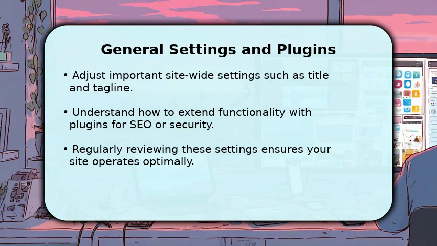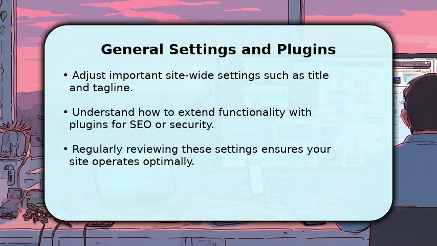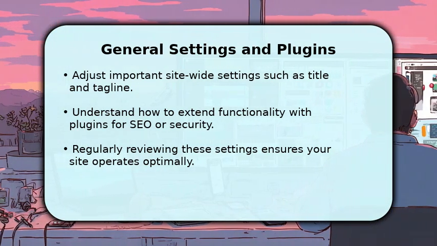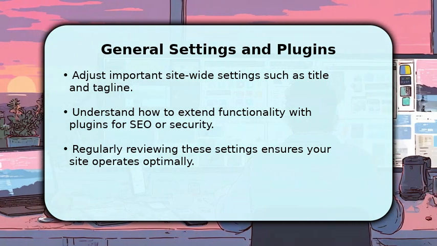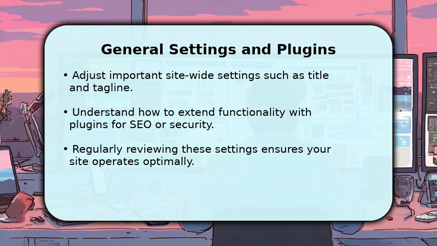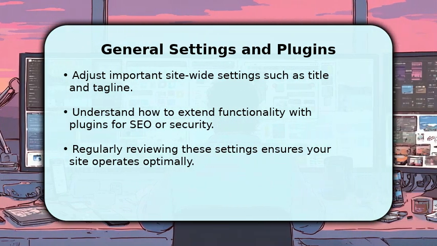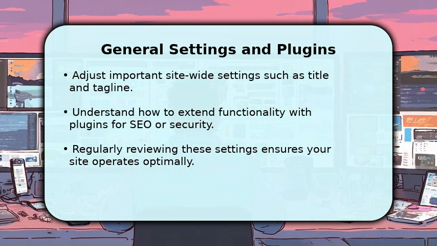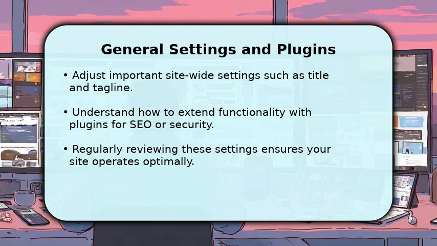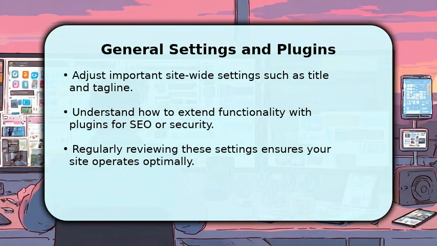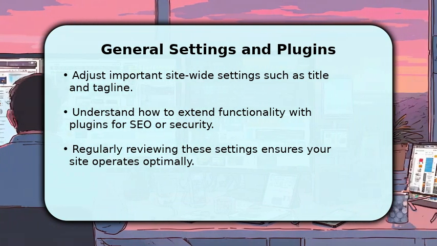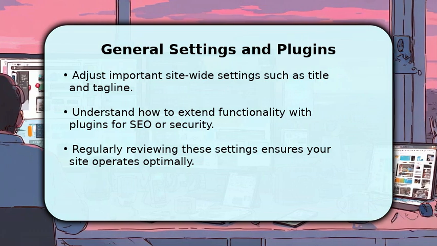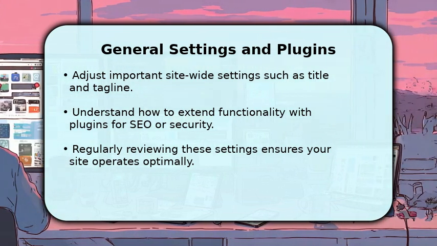Finally, let's fine-tune your site's core functionality. Under Settings, you can adjust crucial details like your site title, tagline, and permalink structure, which impacts search engine optimization. Furthermore, plugins allow you to add features, such as contact forms or security enhancements, with just a few clicks. Regularly reviewing these backend options helps ensure your WordPress site runs smoothly and efficiently, reaching its full potential.